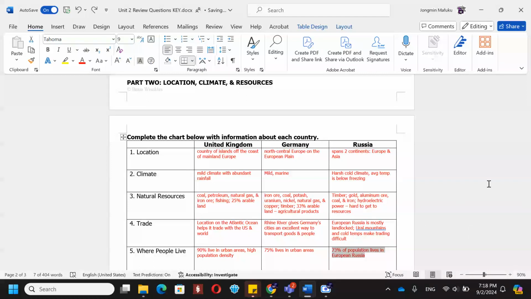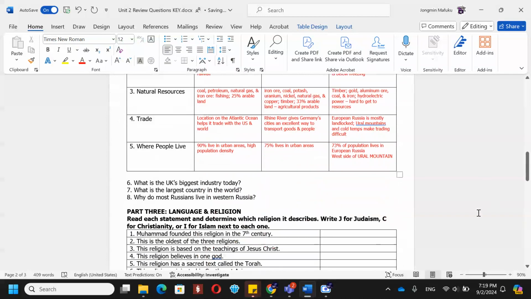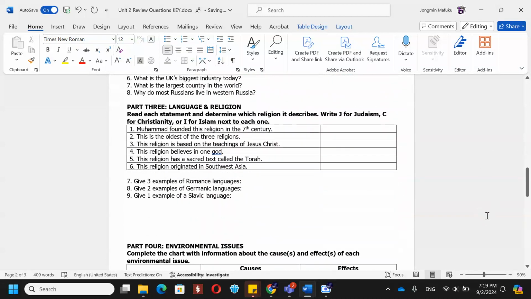Where do people live? 73% of the population lives in European Russia and the Ural Mountains. Make sure you know the west side of the Ural Mountains. It is very important you know that. Most people live on the west side of the Ural Mountains. Let's move on. If you need to get those, pause the video.